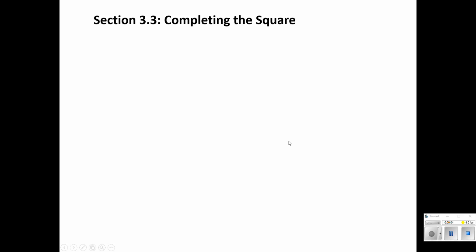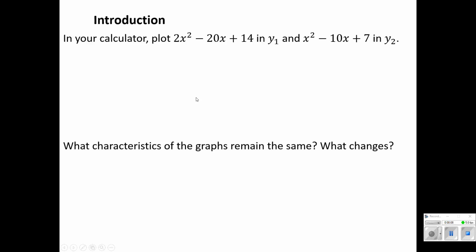Welcome to Algebra 2. We've got section 3.3 today, completing the square. All right, for our introduction, we've got a little calculator practice.